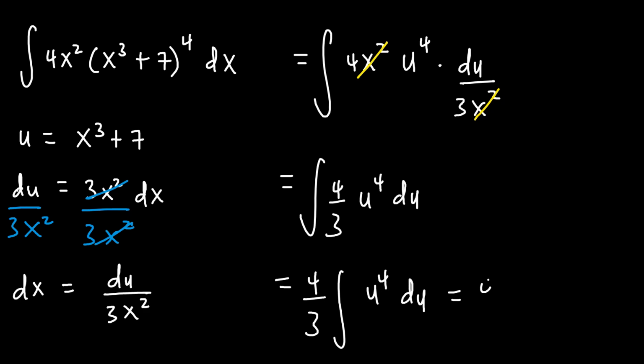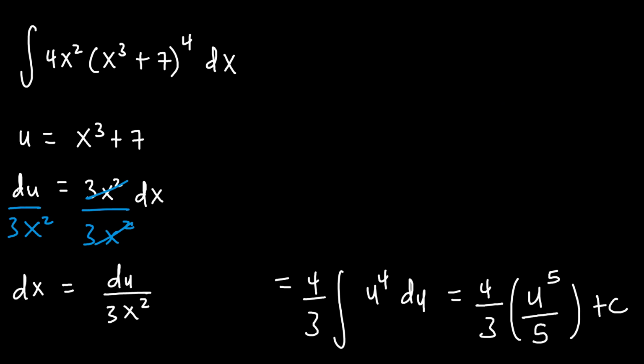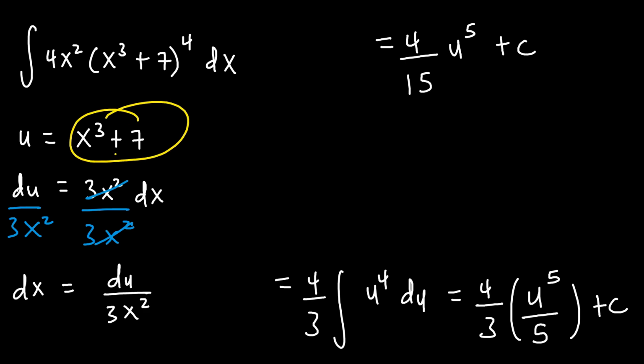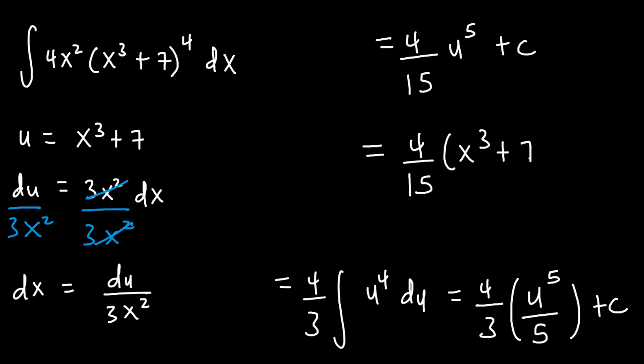And this will be equal to 4 divided by 3 times, if we integrate this, we shall raise the power of the exponent by 1 and then divide by the new power. So we shall have u to the power of 4 plus 1, which is 5, divided by 5 plus c. And this will be equal to 4 divided by 3 times 5, which is 15, times u to the power of 5 plus c. And we know that u equals to this. So our final answer will be 4 divided by 15 times x to the power of 3 plus 7 raised to the power of 5 plus c.